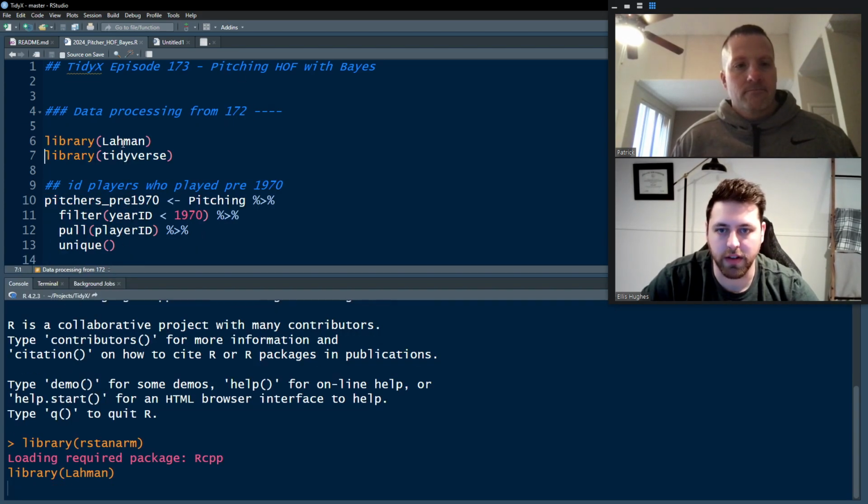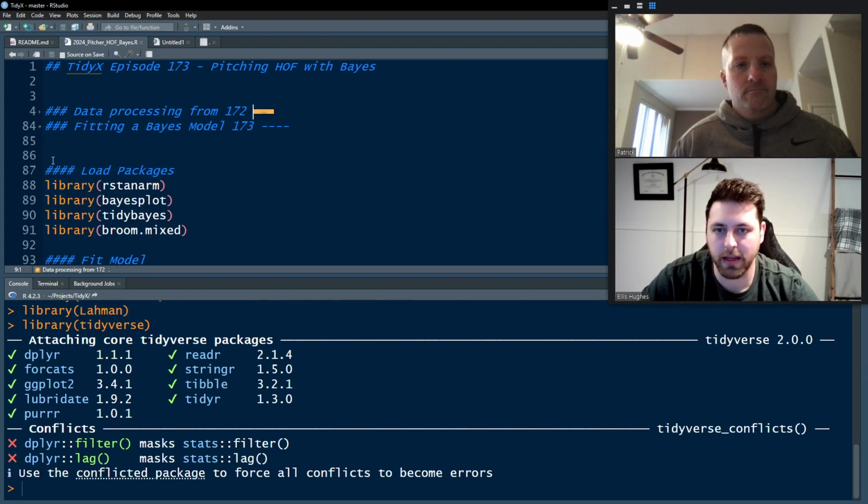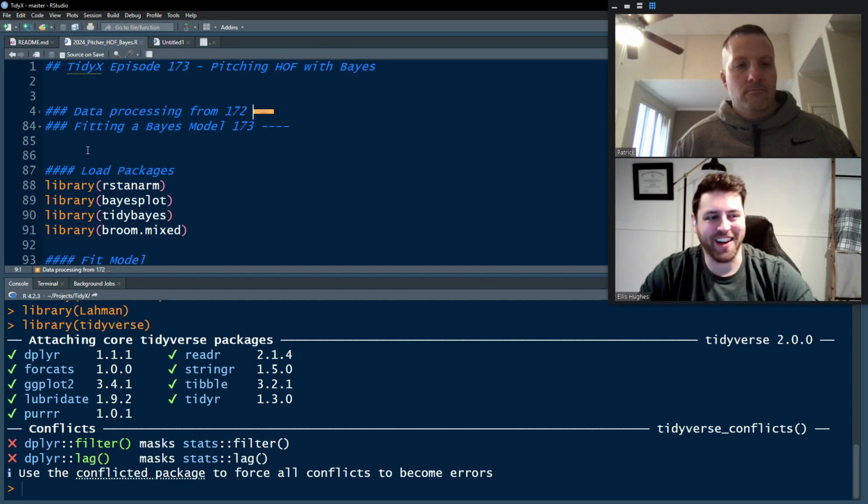Let's also make sure I've loaded up library tidyverse and Lahman, because that would be a real shame if I got further on and forgot to load a library like I have before.